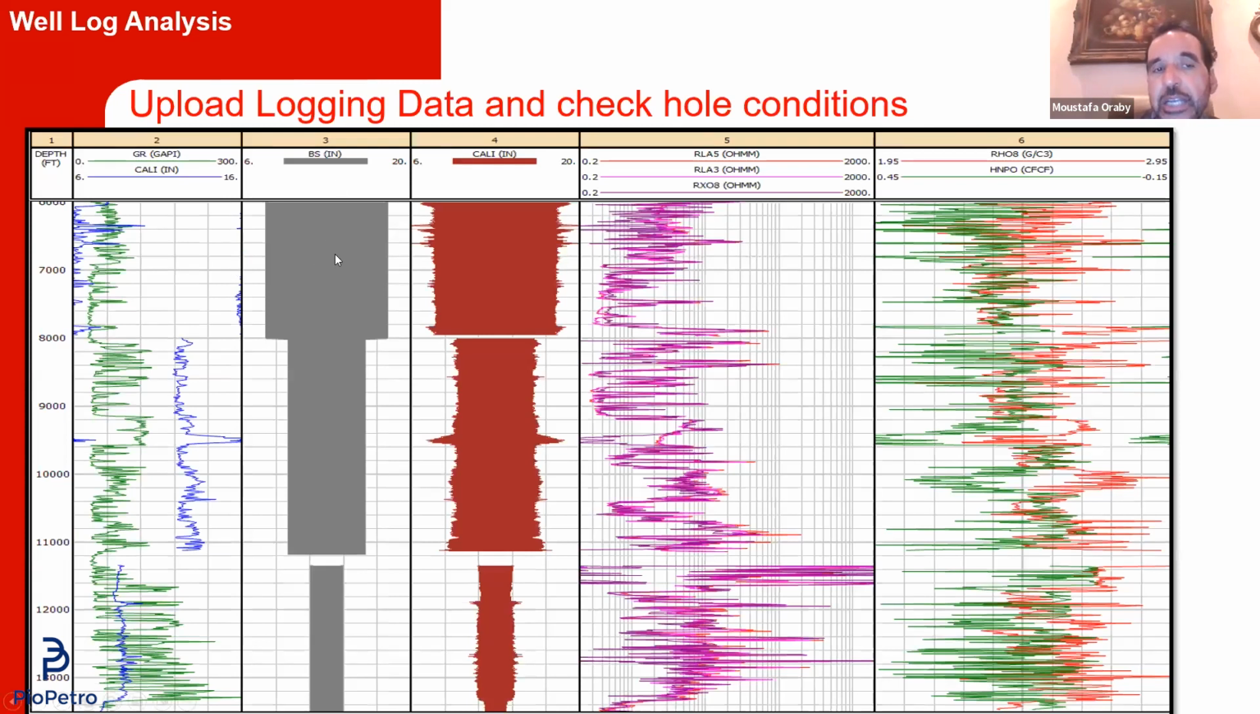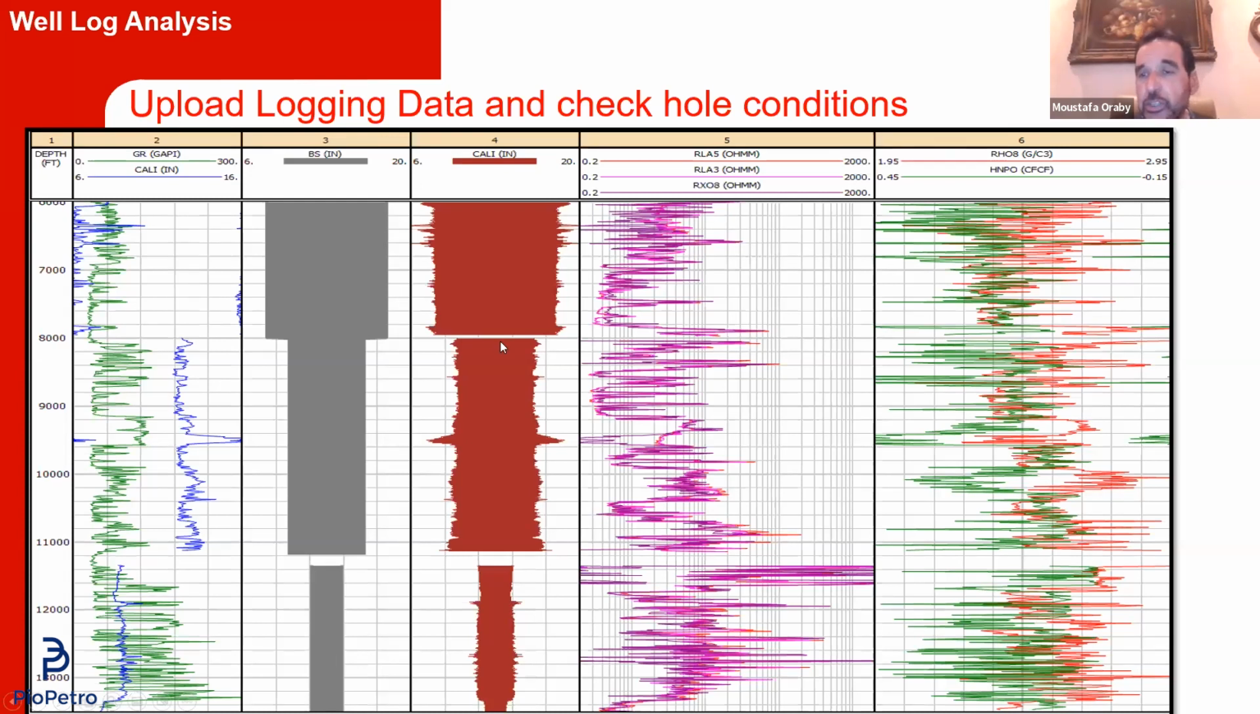Here is the bit size I used. So I drilled this big hole first, smaller hole, then the smallest one. Here is the actual well bore shape, different than the bit. So here is your actual well bore. Here is the resistivity, and here is the neutron density. So I have gamma ray caliper, I have resistivity, and I have neutron density. This is the shape of my well bore.